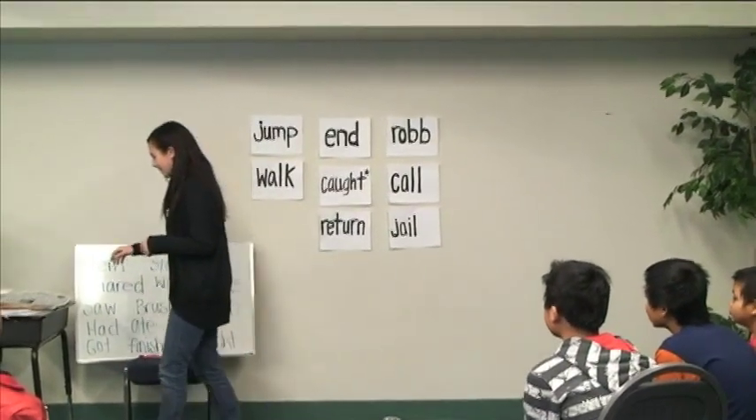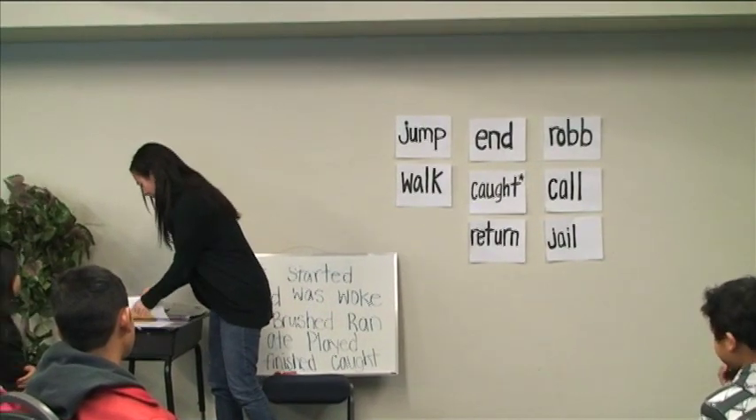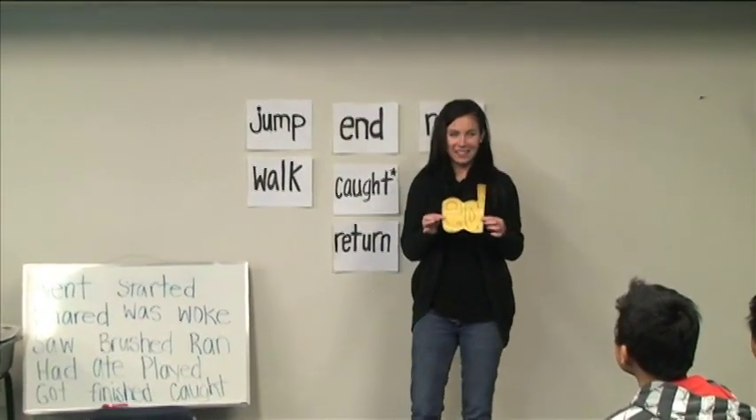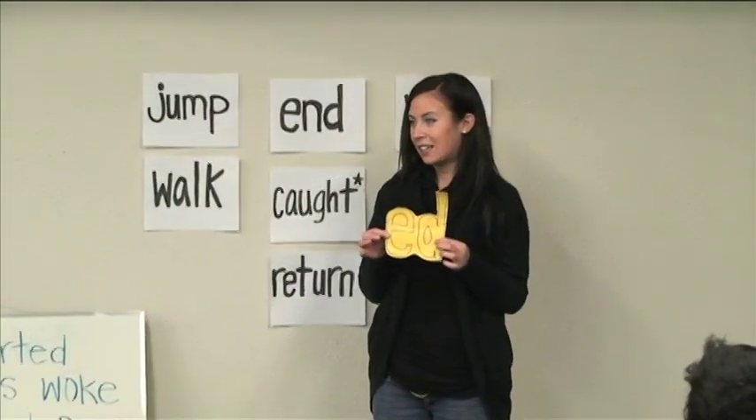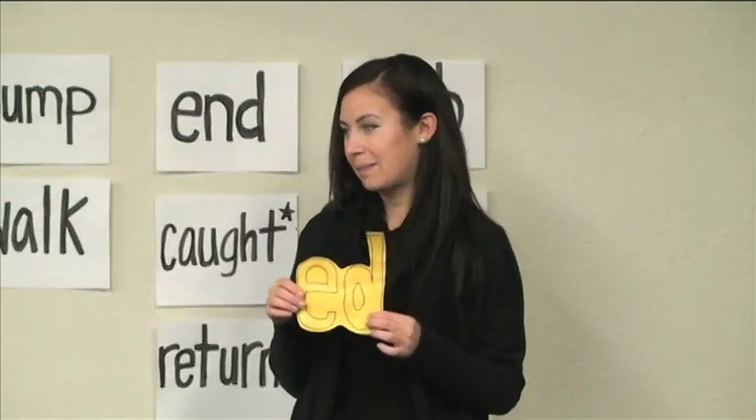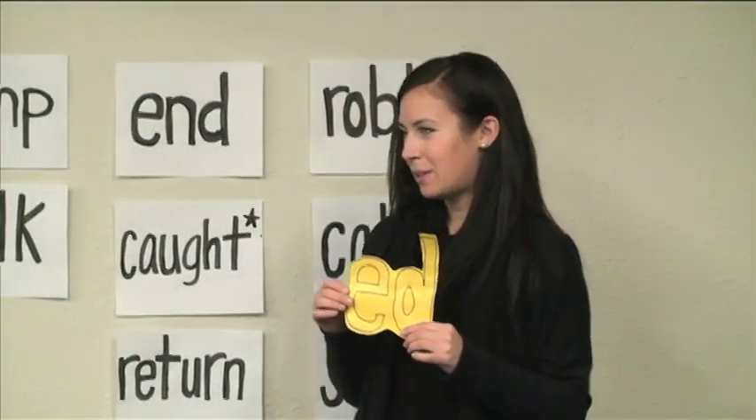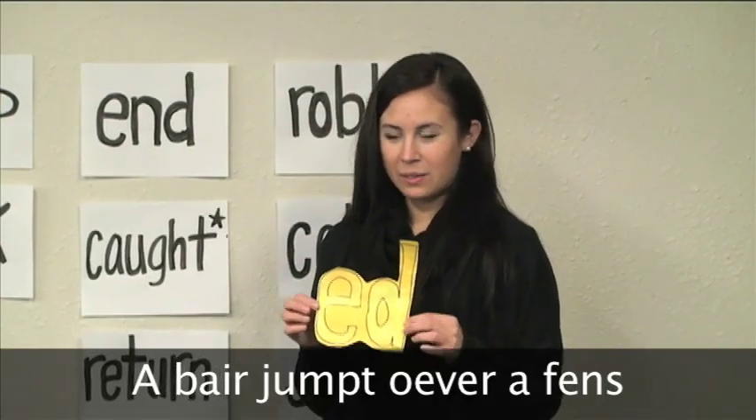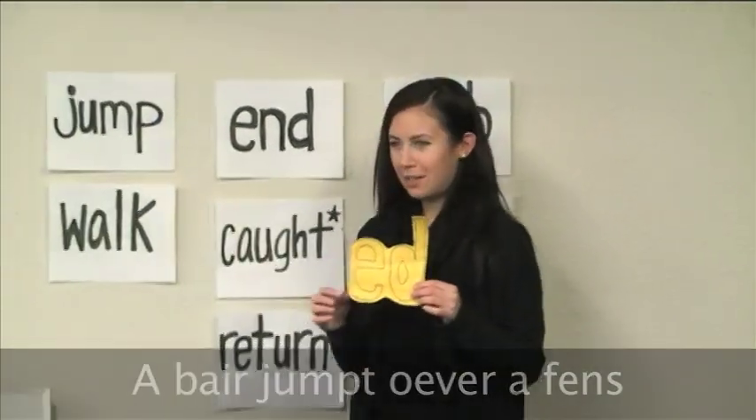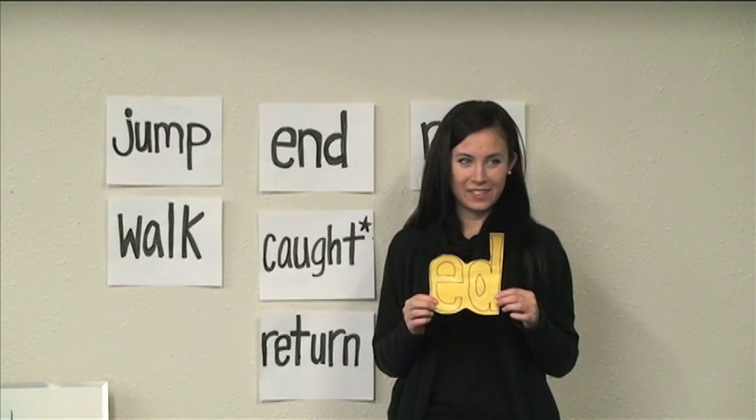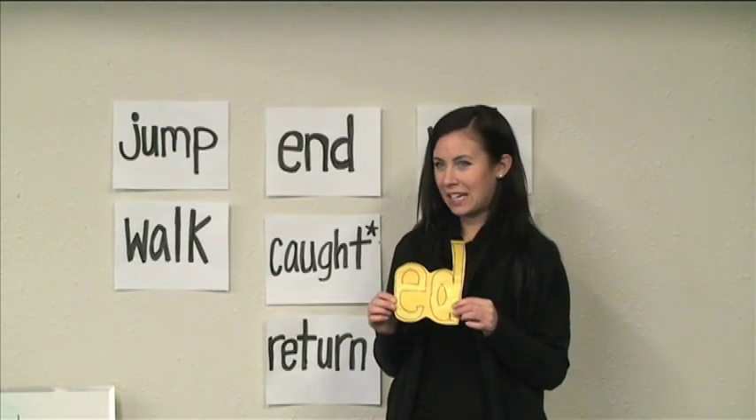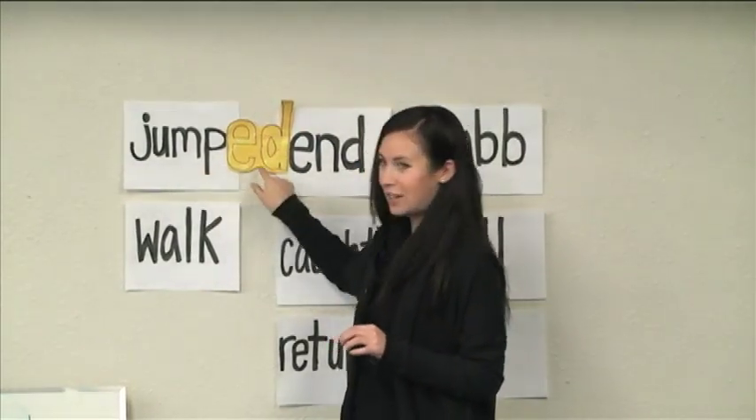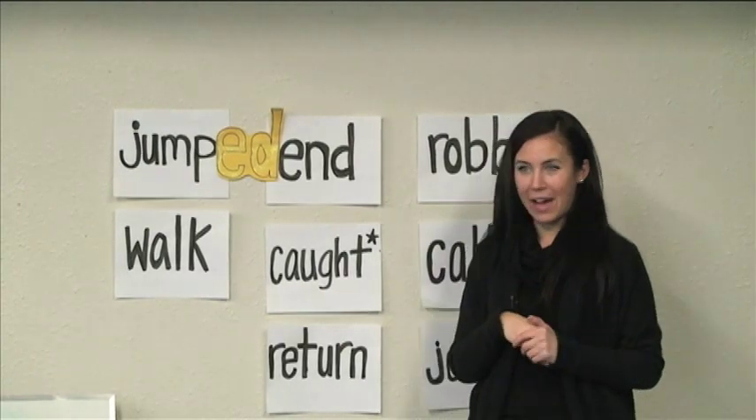Well, I have an activity for us here. This is ED. When you add it to the end of a word, it'll mean that word is in the past. So do you remember the first bit of our story? It said a bear jumped over a fence and he got out of the zoo. So if this is jump, where do you think this would go? On the beginning, on the end? The end. So right here, he jumped over the fence. So that means it's in the past, right?